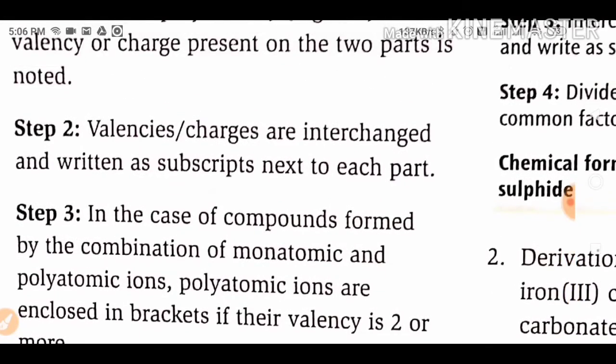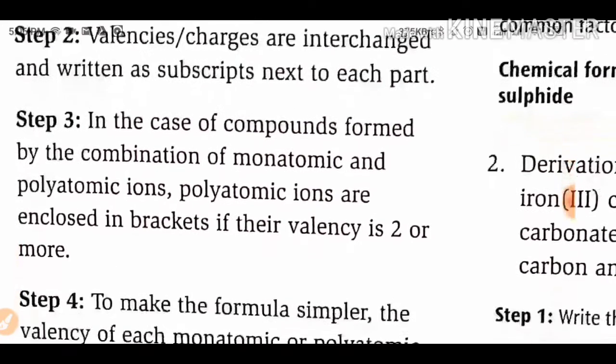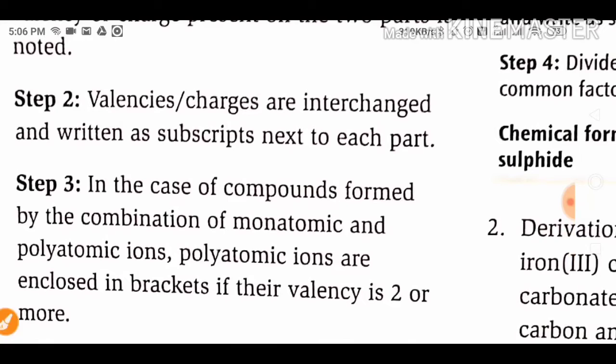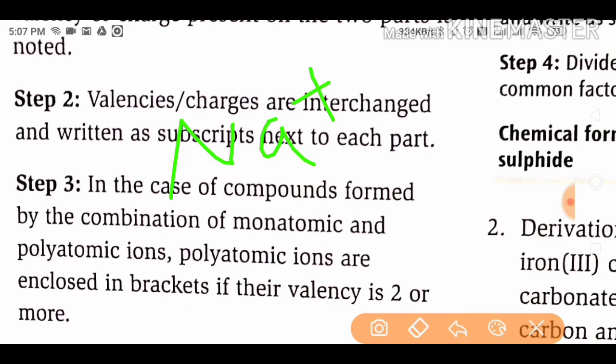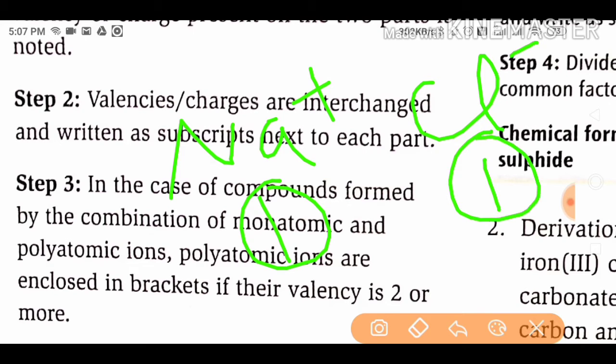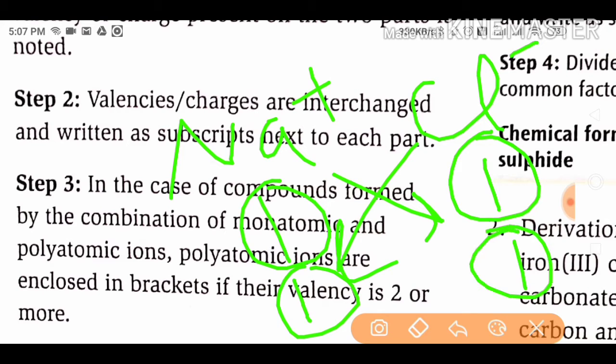Then valency charges are interchanged and written as subscript next to each part. You have to interchange the valency charges. Suppose Na plus, Cl minus. Here also 1, here also 1, but in some other compounds, you have to change their places. This one came here and its charge came there. In these cases, because it's a simple compound, it is formed only 1, that's why it is formed as NaCl.